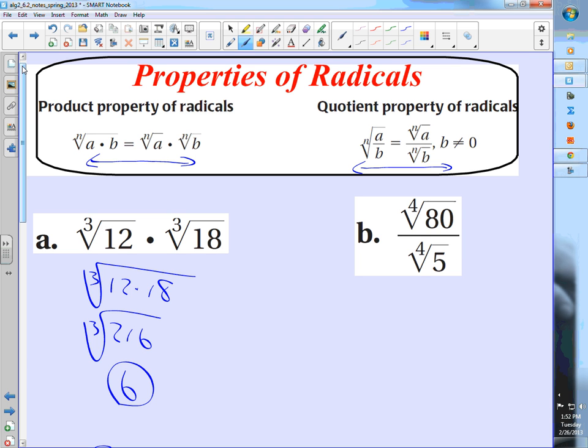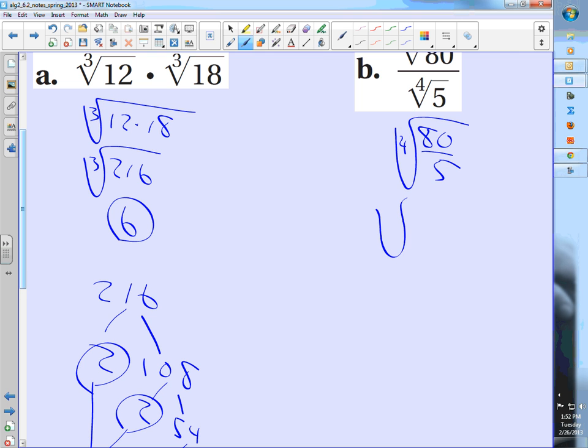So based on what you learned yesterday, if you have the fourth root and the fourth root, we can just do one big fourth root of 80 over 5. What's 80 over 5? 16. What's the fourth root of 16? Isn't it plus or minus? Yeah. Why not? It's not yes, it's no. Why is it no? It's not an equation.